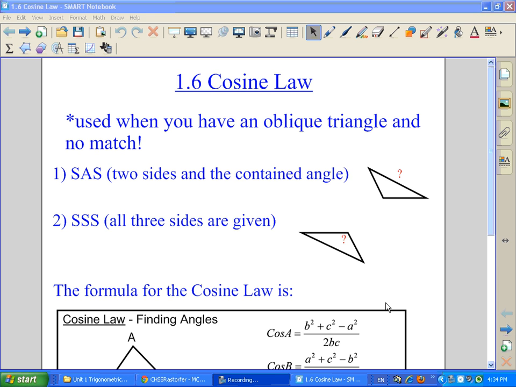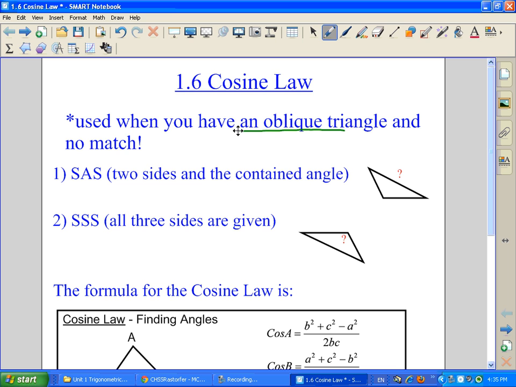Last class we were looking at sine law, which is a law you use when you've got an oblique triangle. That's one way to solve an oblique triangle. The second one is when you have a cosine law. Okay, so narrow it down. First of all, make sure that you realize that cosine law is used when you have an oblique triangle, therefore it can't be 90 degrees, and when you cannot use the sine law, so where there's no match.